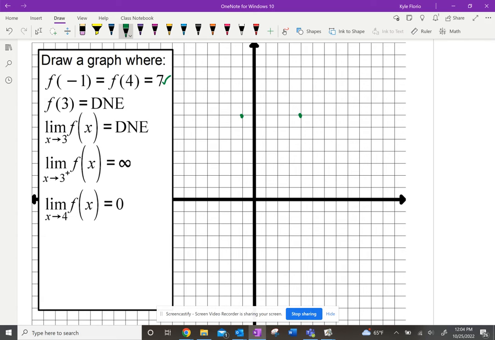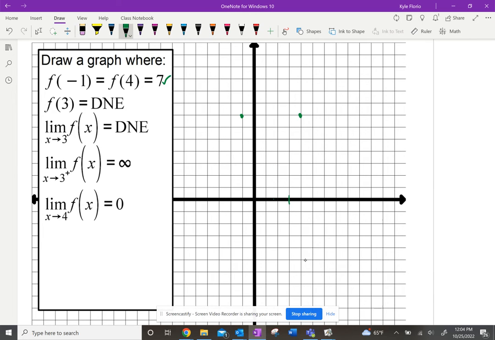Now f of 3 does not exist. So I can't have any points go through at 3. We might have a hole there, we might have an asymptote there, I don't know. Just remember, don't put a point at 3. The limit at 3 also doesn't exist. So I could either have a jump or an asymptote, but I can't have a limit. If I had something like this, f of 3 doesn't exist, but the limit would exist, and I don't want that to happen.